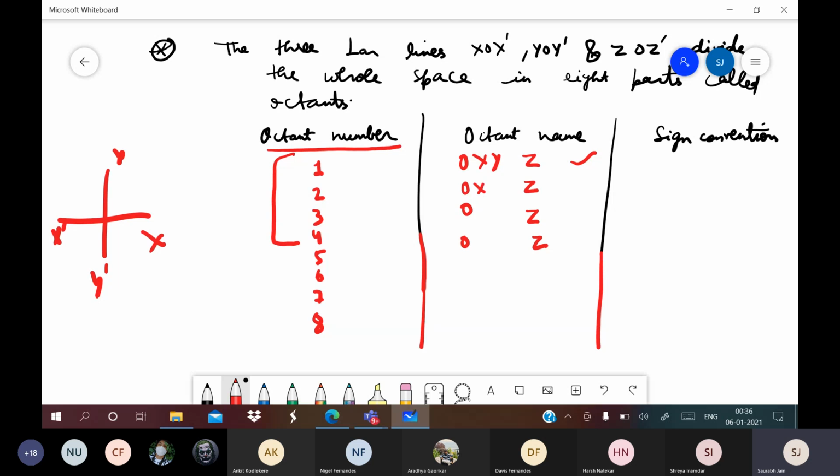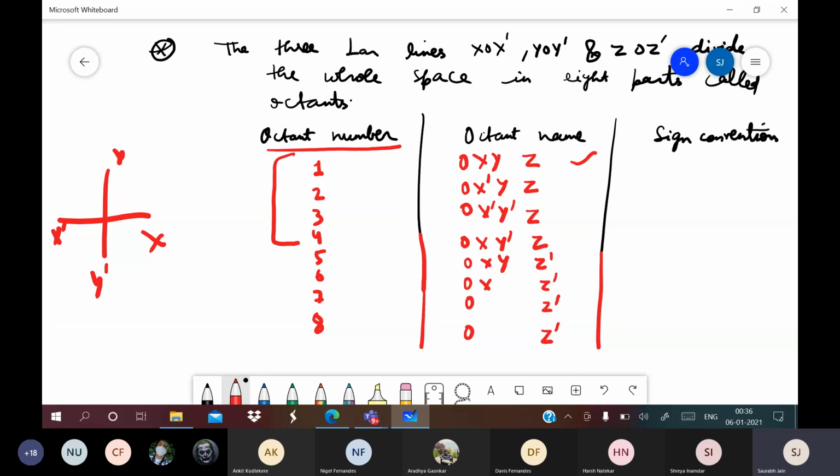Second quadrant, X is negative, Y is positive. See here, X is negative, Y is positive. Third quadrant, both of them are negative. And fourth quadrant, X is positive, Y is negative. Fine. Now, what about the next 4 octants? In the next 4 octants, Z will be negative. O stands for origin, and then repeat this cycle once again. Fifth quadrant. So there is nothing like a fifth quadrant. You have completed one round and you are again in the first quadrant. So it will be X, Y. Then sixth quadrant, which means actually second quadrant.